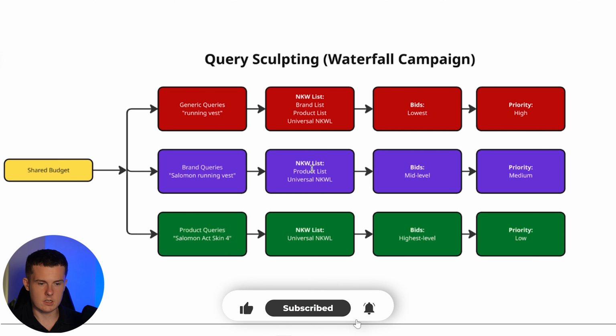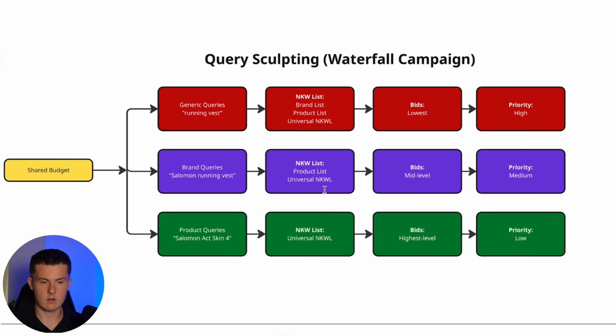Now we'll have a universal negative keyword list that we always want to block across all of our shopping placements. And then what we'll use is a series of brand negative keyword lists and product negative keyword lists here. So you can see that we have a brand list and a product list. That means if someone searches for Salomon, then it's blocked from serving here. So it goes down to the next campaign in our waterfall.